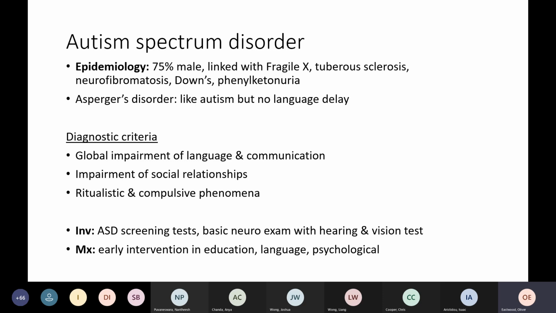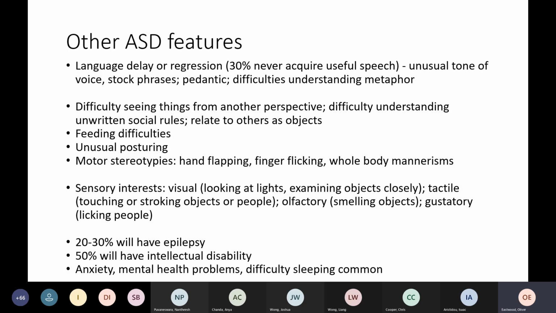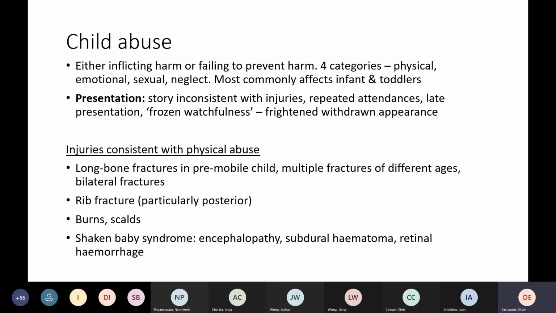And you want to do an early intervention, making sure they might have special education programs, anything to encourage language development, but it's fairly much a multidisciplinary approach. And here are all the other features you can get in autism or associated with it. I won't go through all of these, just added it for your reference.